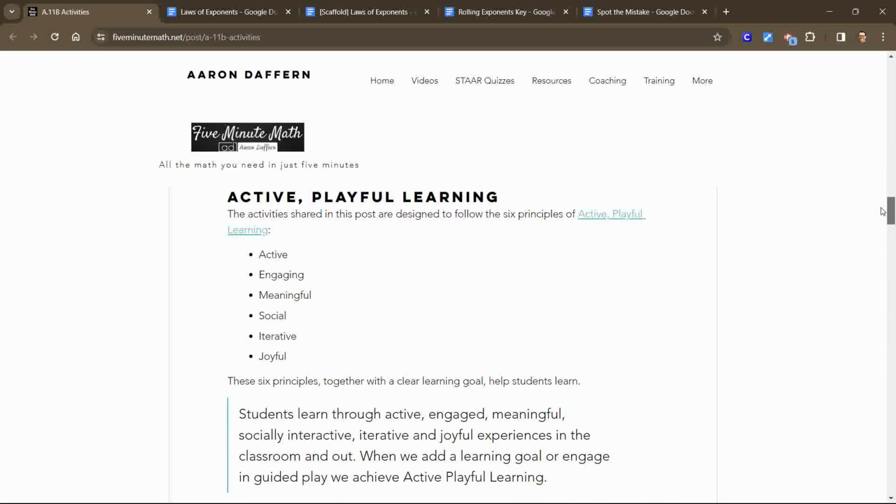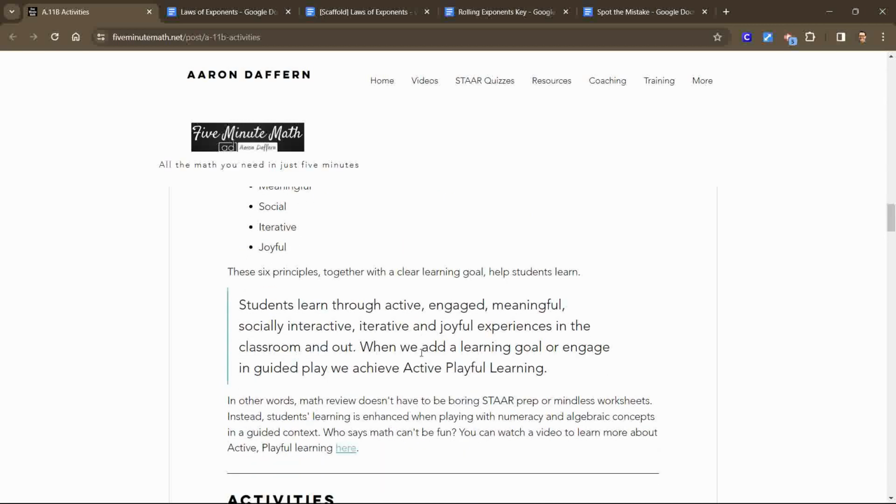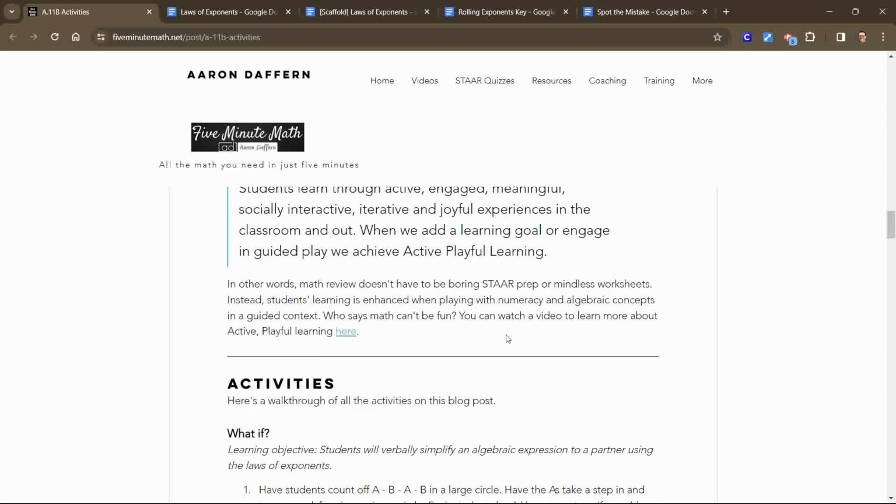And these activities that I'm making are going to follow the principles of active playful learning. What we don't need are more worksheets or drill and kill. What we want are activities that are active, engaging, meaningful, social, joyful, and iterative. They should be fun. Math does not have to be boring. There's a little bit of information about that.